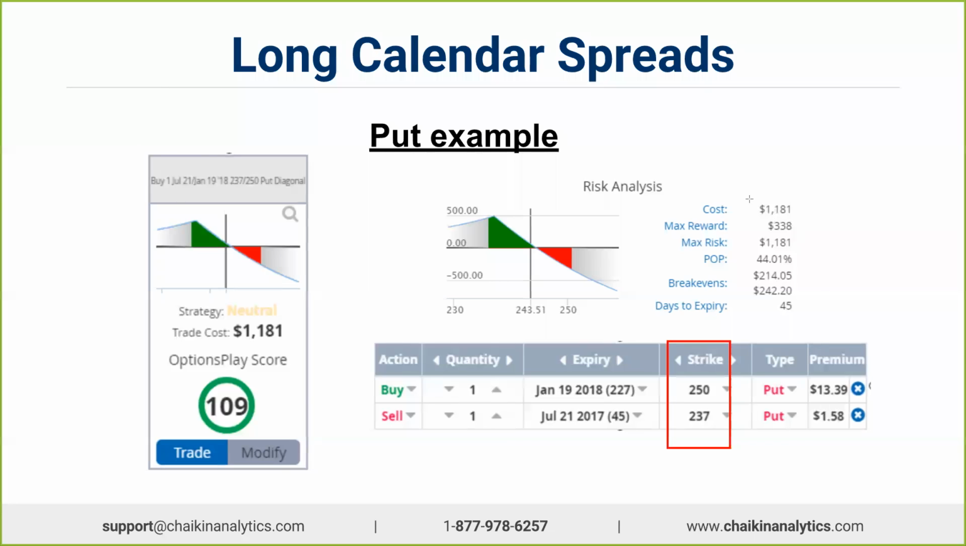The cost is 1180, which means that the cost is less than the width of the strikes. In the call example, it wasn't. It was more than it, right? In the call example, we were paying about 1060 for something that only had a width of 10. In this case, we're looking at a width of 13, and we're paying less than that. We're paying 11 and change, almost 12. So this is what I was talking about in terms of what I'm looking for to get into. It's one of the metrics that I'm looking for.